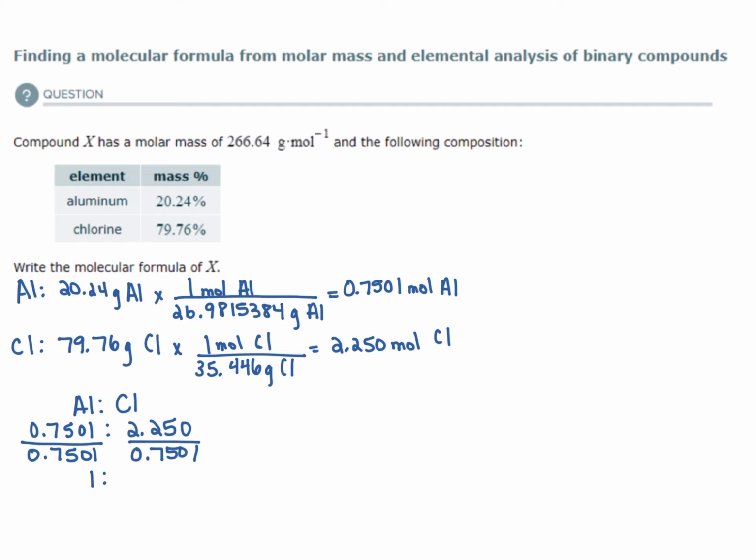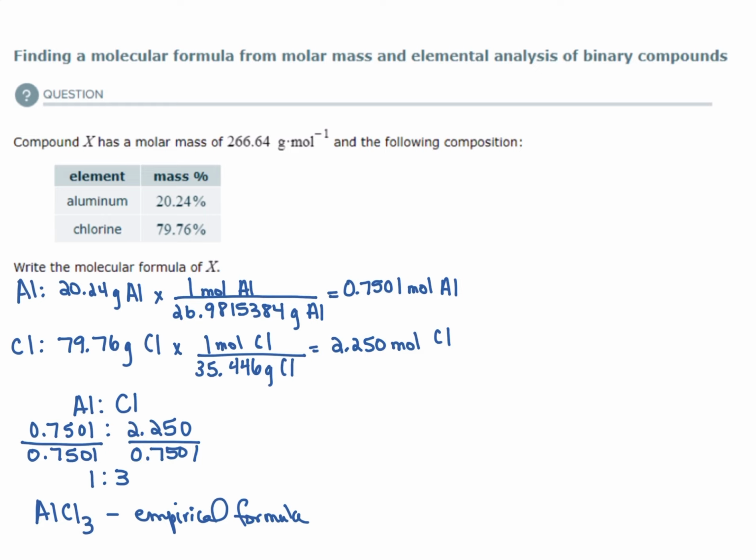So this is a 1:3 ratio. The 1:3 ratio tells us that the empirical formula is AlCl3. So this is called the empirical formula. So we've got to keep going because they're asking for the molecular formula.